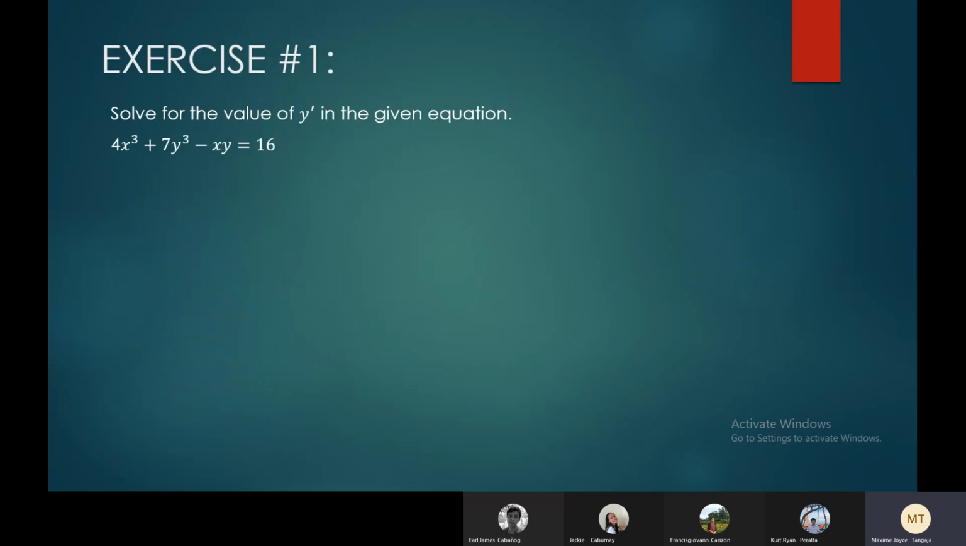So, naa ko'y exercise number 1. If ganahan mo, please lang answer niya. I-reply lang sa comment section kung unsa inyong ma-arrive nga answer. So, exercise number 1. Solve for the value of y prime in the given equation.